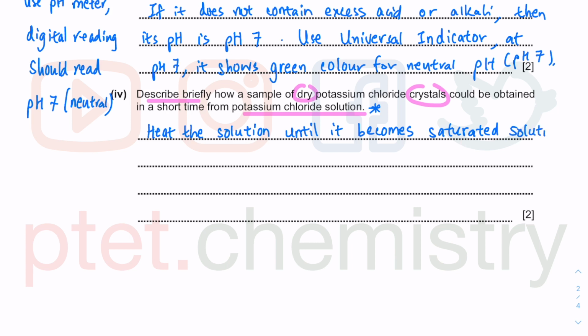So there is no solid at this point. You do not heat to dryness. You heat until it's saturated. This basically means you concentrate the solution by removing as much of the water as possible so that you concentrate it, but you still have a solution. There is no solid at this point at all.